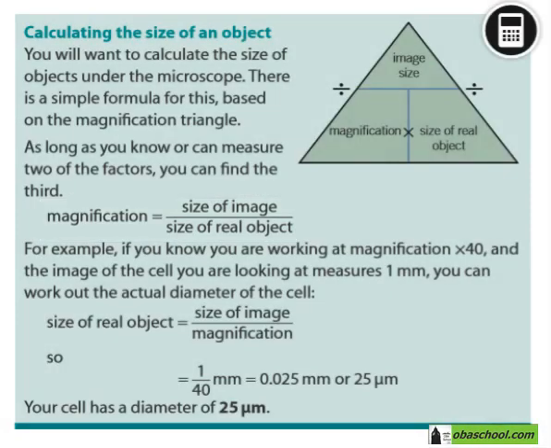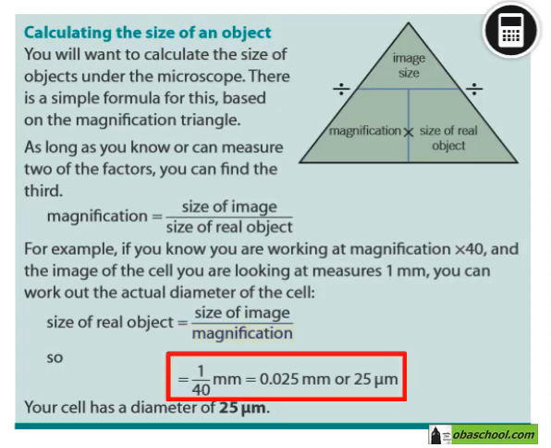So for example, if you know that you are working at a magnification of times 40 and the image of the cell you are looking at measures 1 millimeter, this is what you see under the microscope, you can work out the actual diameter of the cell. The size of the real object becomes the size of the image, 1 millimeter, divided by the magnification, which is 40. So 1 divided by 40 gives 0.025 millimeters or 25 micrometers.